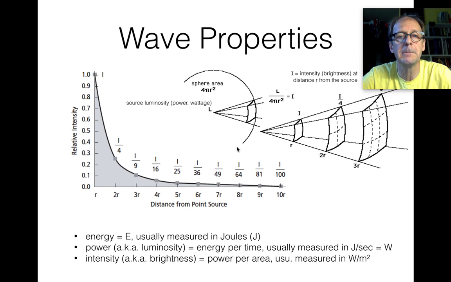And that's because, if you remember from geometry class, the area of a sphere is 4 pi r squared, r being the radius of the sphere. So L over 4 pi r squared is equal to I. Some people will use a D instead of r because it's the distance from the source to where the observer is. So you'll see this in different forms, but it's always the wattage, luminosity, or power divided by the surface area of the sphere, 4 pi r squared or 4 pi d squared.